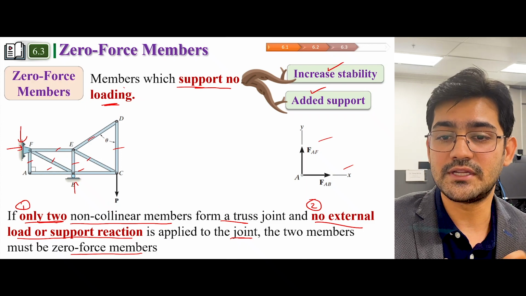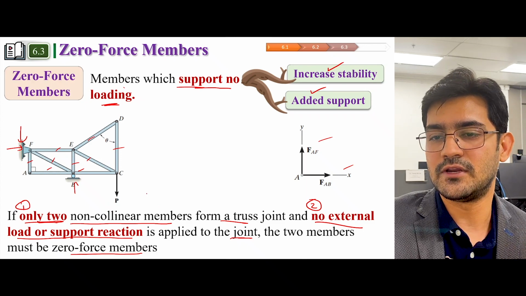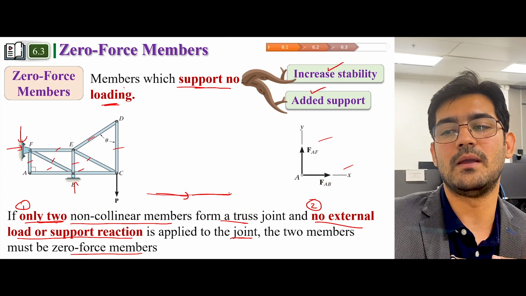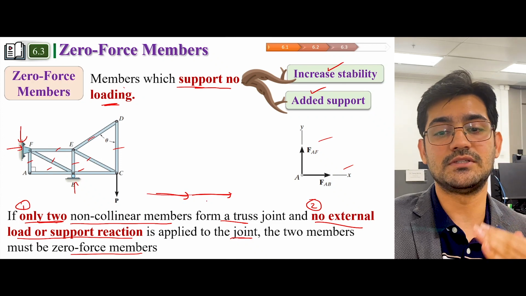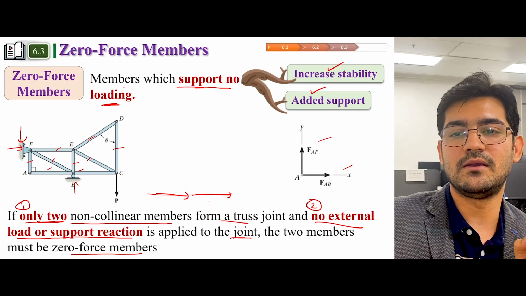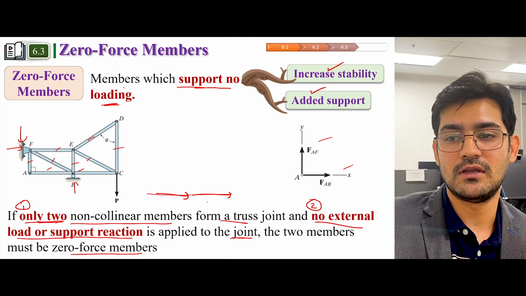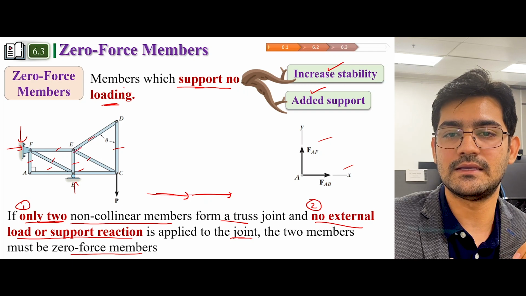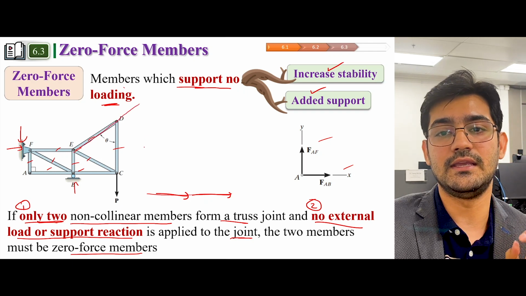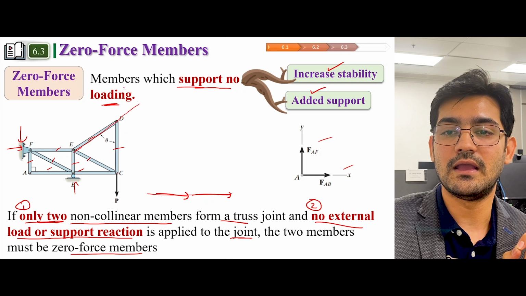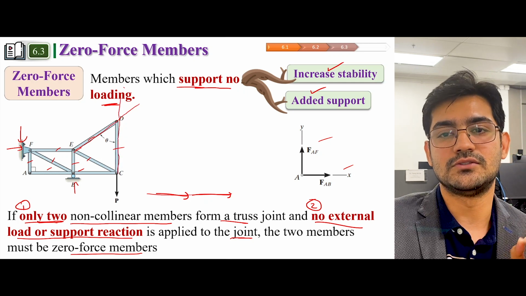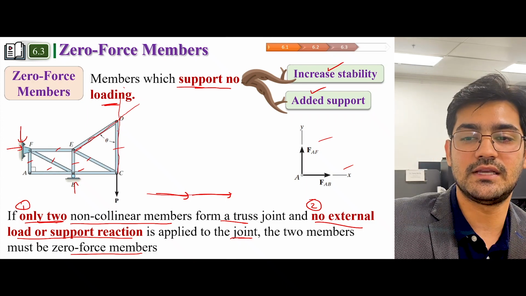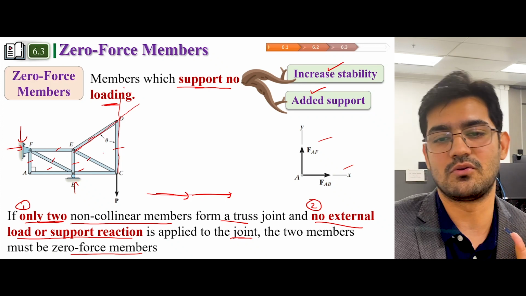So what is a non-collinear member? For example, if this is a line and you have two members on the same line, then these members are collinear members. Collinear means the members are on the same line. For example, this is a line for ED, and this is a line for CD. These are not passing on the same line, they are passing on different lines. So this is a non-collinear member.